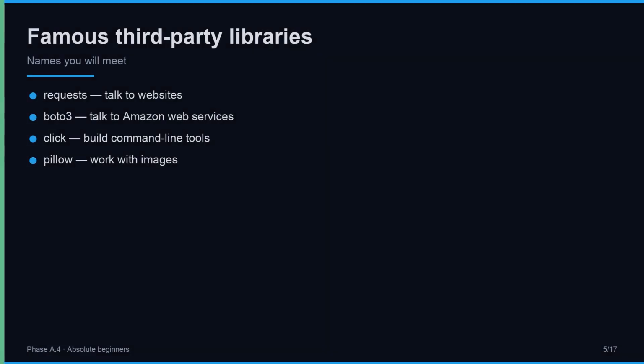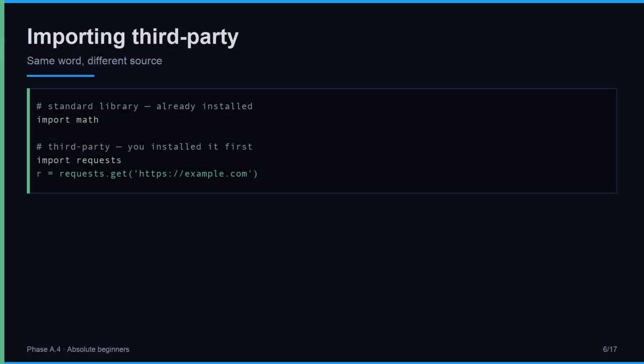Browse and pick. Here are 4 famous third-party libraries. Requests lets your code talk to websites, download a page, call an API. Boto3 lets Python talk to Amazon Web Services, list files, run functions in the cloud. Click helps you build command line tools with clean arguments. Pillow lets you work with images. You will meet these later in your journey. For now, just hear the names and know they are third-party, not in the standard library.